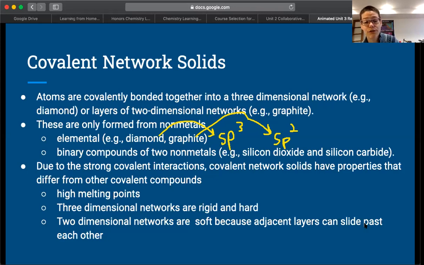So literally, if you remember that your network solids are diamond, graphite, and silicon dioxide, that's the thing to remember. Those are the ones that you end up having. They don't tend to ask about other random ones beyond that.